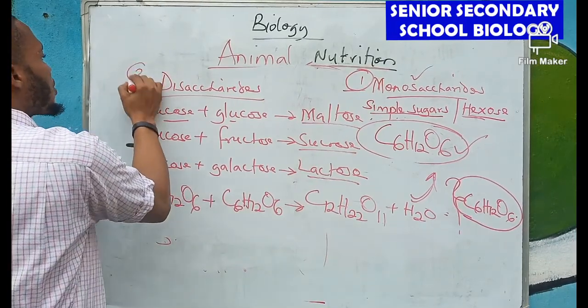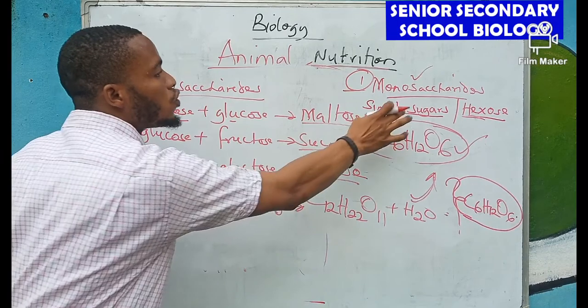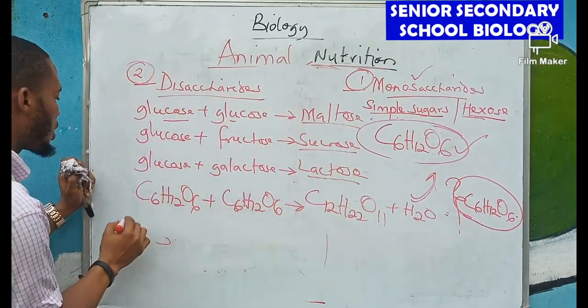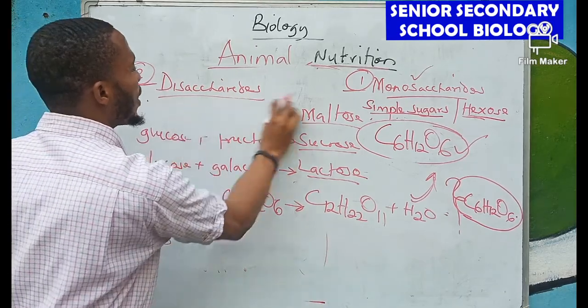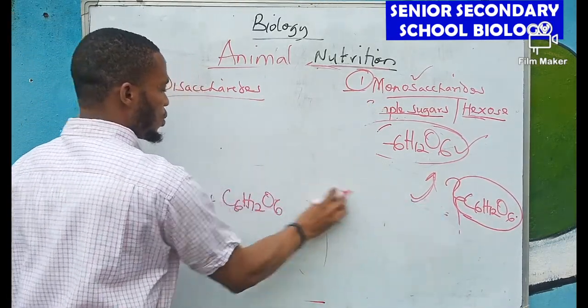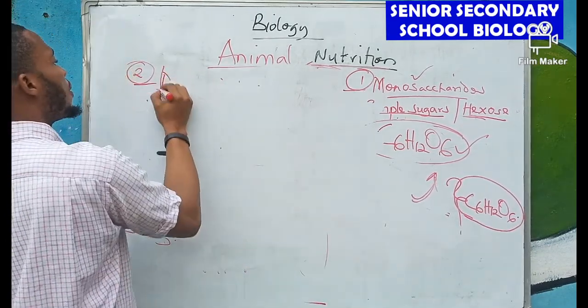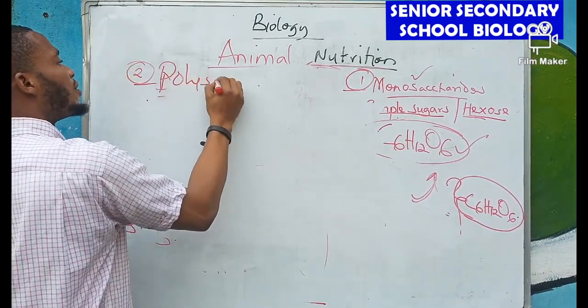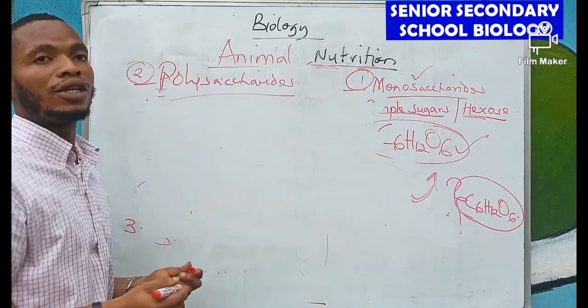So we have the complex. Okay, they are the disaccharides, which are formed from the condensation of two monosaccharides. Number three, now we have the third one, but not the least, we have the polysaccharides. Now, these are the more advanced form of carbohydrates that are easily found in nature.